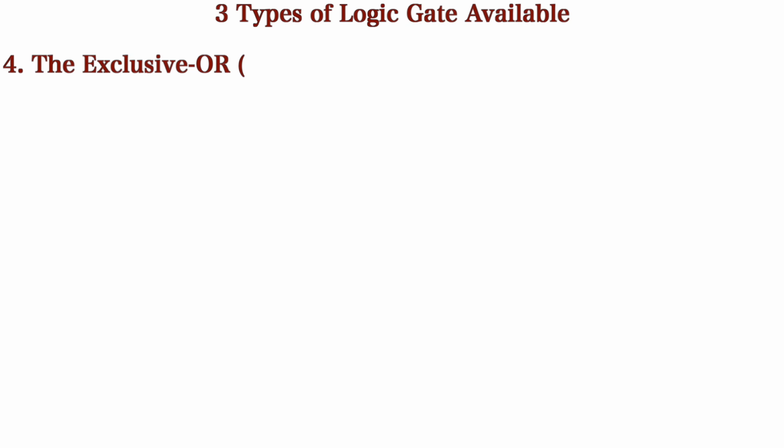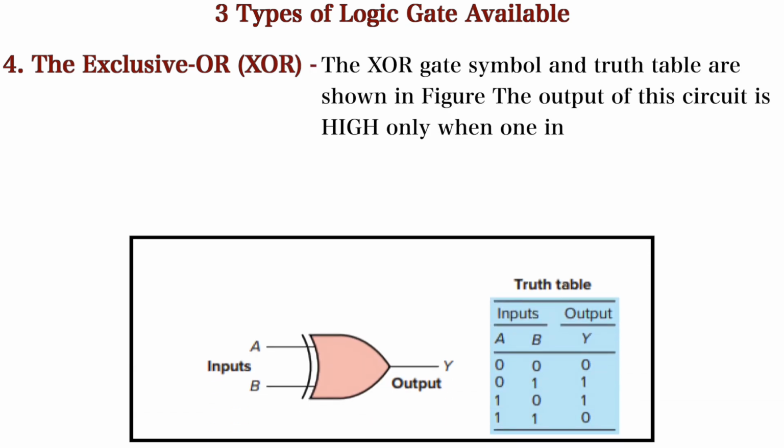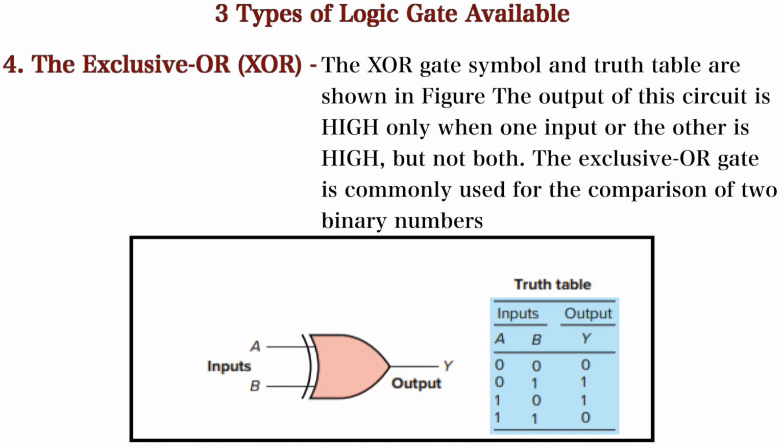Next is the special gate, the exclusive OR, also called the XOR gate. Here you can clearly see the logical symbol of the XOR gate and the truth table associated with it. In the truth table, the output is 1 when the inputs are different, or opposite of each other. Means if A is 0 and B is 1, then the output will be high.